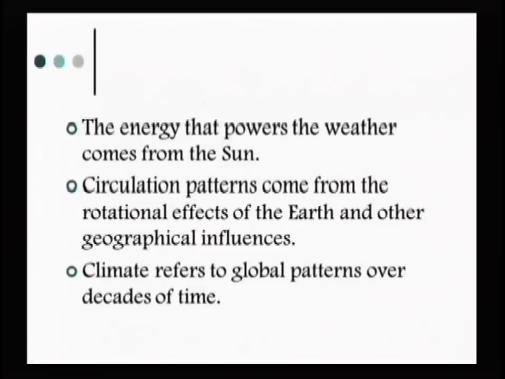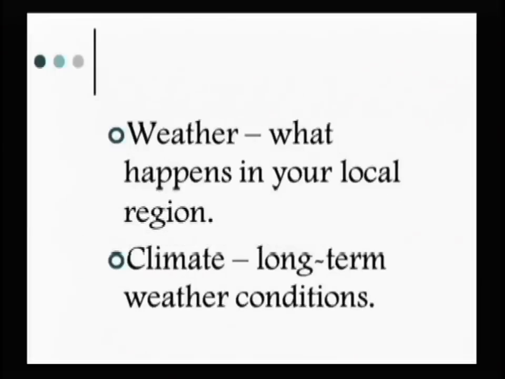And so what is the difference between climate and weather? Well, climate tends to refer to global patterns over decades of time, whereas your weather is what happens in your local region. So climate is long-term weather conditions. Weather is what you get from your nightly news on what's going to happen over the next week. And that's generally the only amount of time they're going to be able to give you a weather forecast. And even then, I'd be suspect on those last couple of days that they're giving it to you as a week at a time.